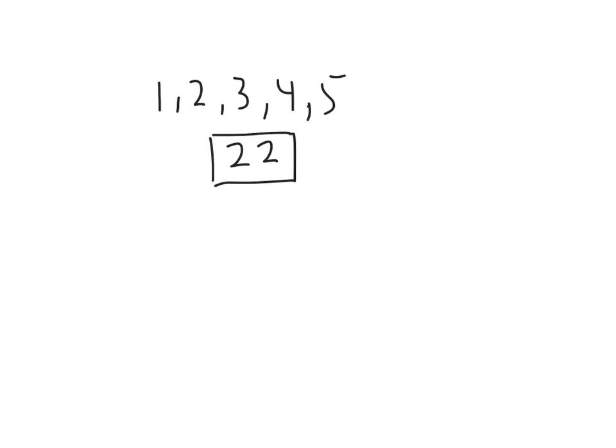Okay, so going back to the problem, which is 1, 2, 3, 4, 5, and the target number being 22. That strategy I talked about was multiplying two numbers together, getting close to 22, and then adding or subtracting numbers to get to 22. So can you think of a way of multiplying two numbers together that's going to give you more than 22?